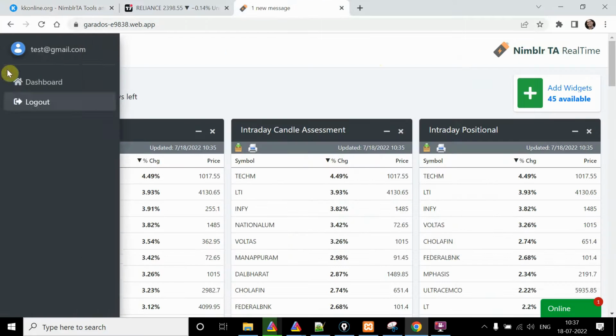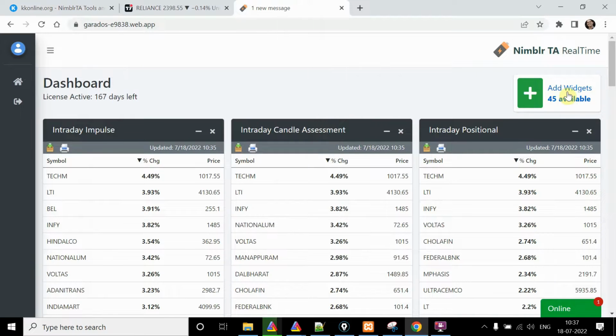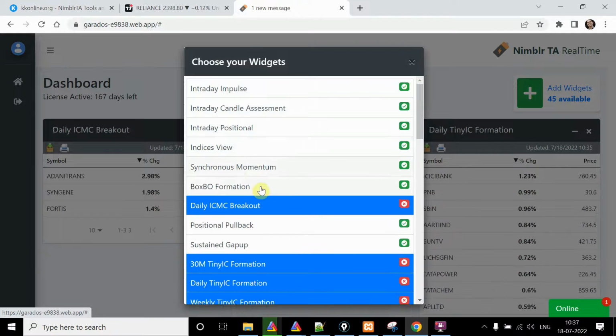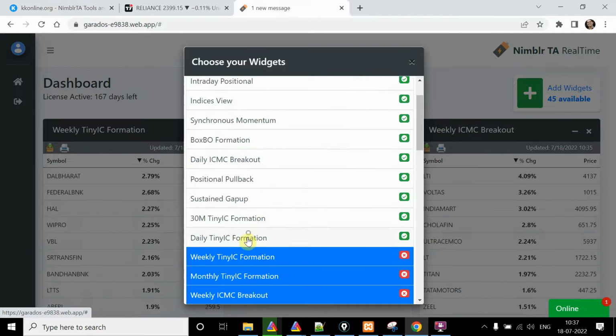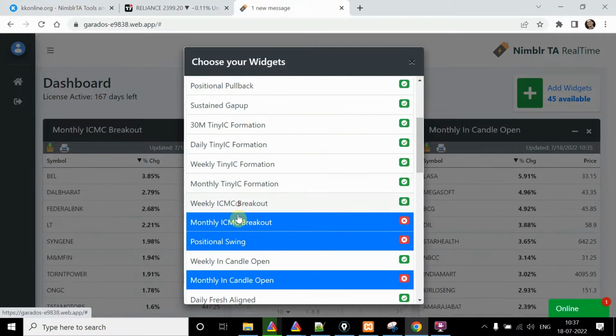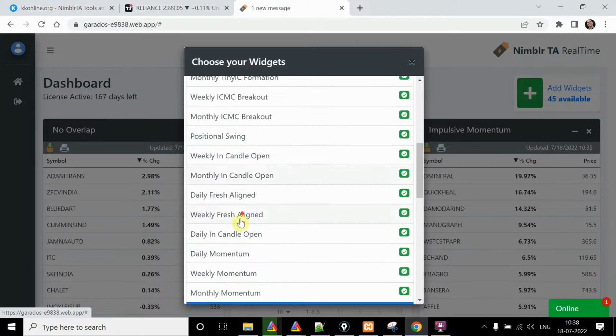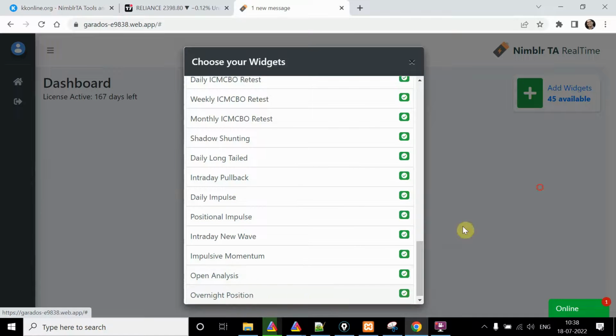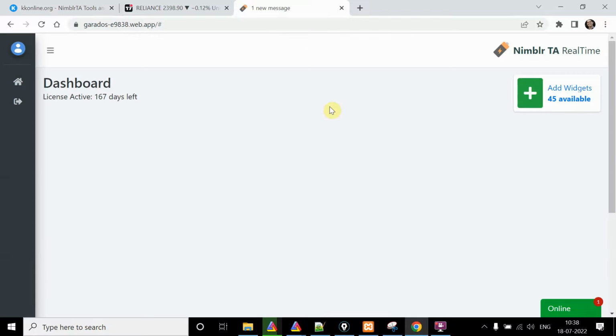Here on screen, I have these widgets available. I have 45 widgets. As of now, the time is 10:37 and the markets are open. So the tracking of the real-time dashboard is live and in real time. This means right now I have removed all the widgets and now I am interested to see the stocks from these widgets as per my understanding of the NimblrTA concept.